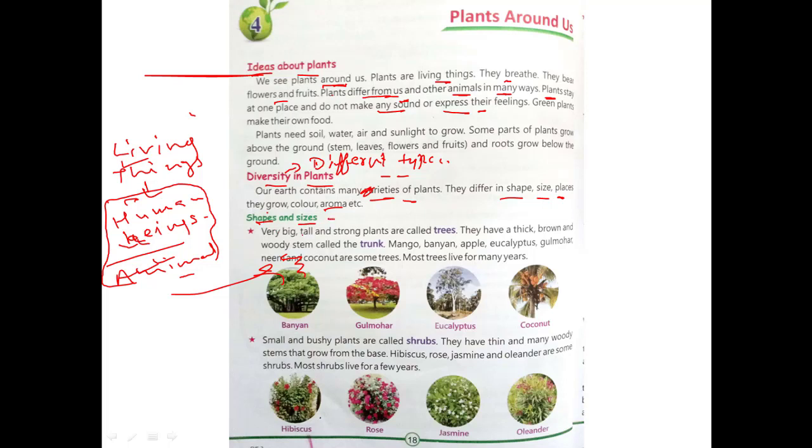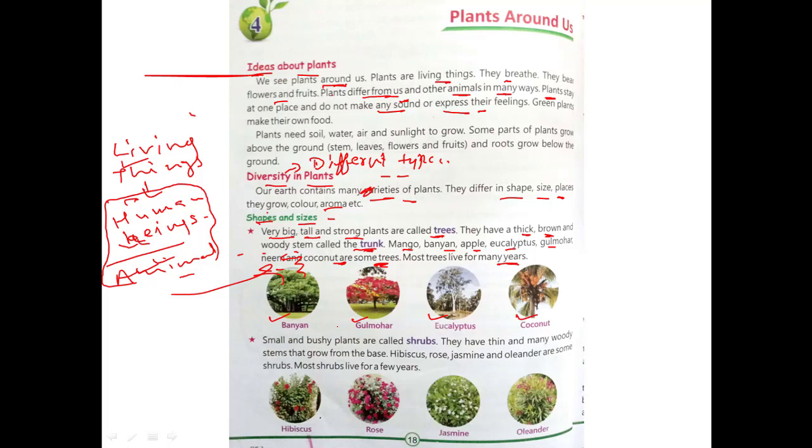So some plants are very big, they are tall, and they are strong, they are called trees. Okay, they have thick brown and woody stems, and the stems of these plants are called trunk. And we have some examples of these plants: mango, banyan, apple, eucalyptus, gulmohar, neem, and coconut. These are called trees. Okay, and trees live for many years, they have a very long lifespan. Okay, so here we are having some pictures: the banyan tree, the gulmohar tree, the eucalyptus tree, the coconut tree.